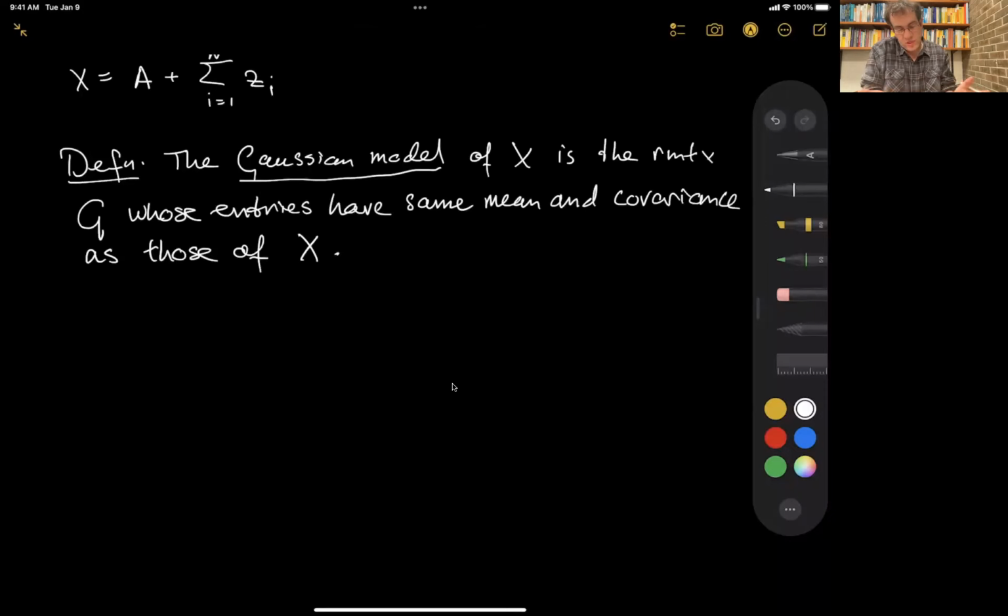So rather than trying to understand how X itself behaves, I'm just going to make a new random matrix G. I think of G as a kind of model of how the random matrix X is behaving. G is a Gaussian random matrix, so its entries are jointly Gaussian. And I simply pick the means and the covariances of the entries of G to be the same as the means and the covariances of the entries of X. Okay, but G is Gaussian and X is not Gaussian. So we think of G as a kind of model for how X is behaving.